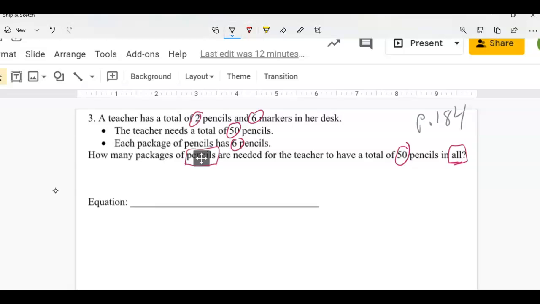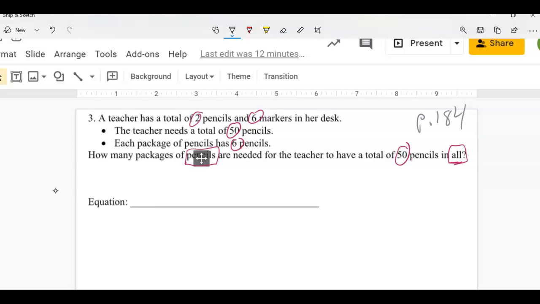So I've already done my cubes on here. I've circled the key numbers: 2 pencils, 6 markers, 50 pencils, 6 pencils, 50 pencils in all. And I've also boxed in some keywords here. It says how many packages of pencils are needed. It doesn't say markers, it says pencils. And I also boxed in all. So for the teacher to have a total of 50 pencils in all, what is it going to take?